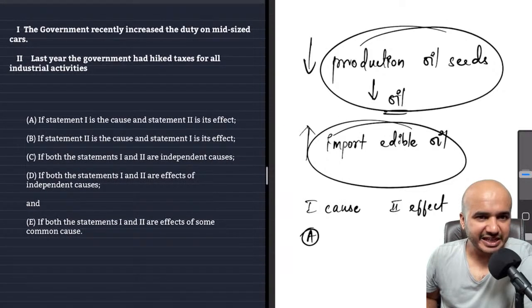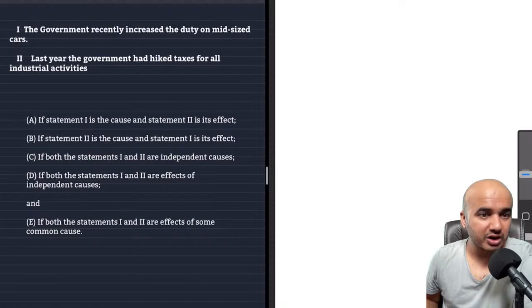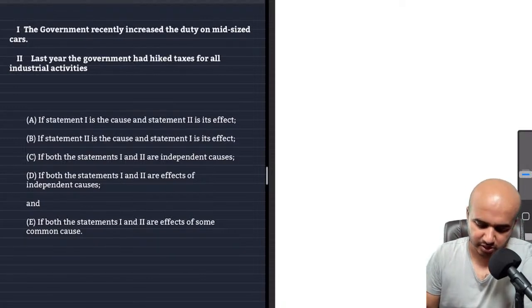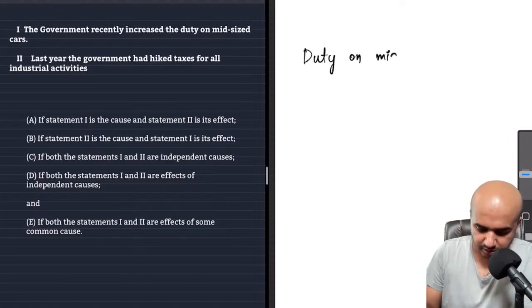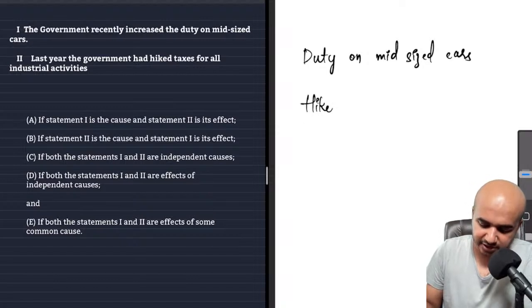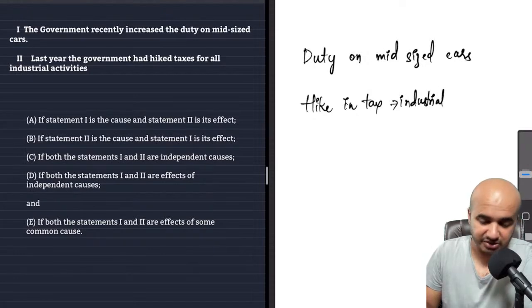The government recently increased the duty on mid-sized cars. Last year, the government had hiked taxes for all industrial activities. Okay, the first statement talks about duty on mid-sized cars, and the second one talks about a hike in tax for all industrial activities. So now, how is the mid-sized cars duty connected with the hike in industrial taxes?